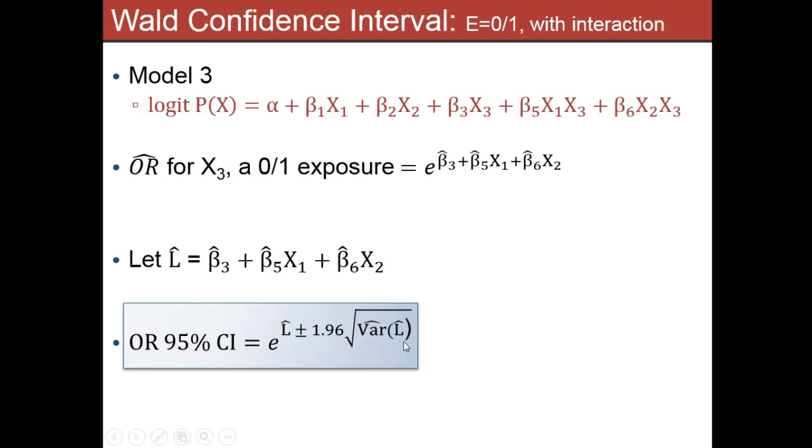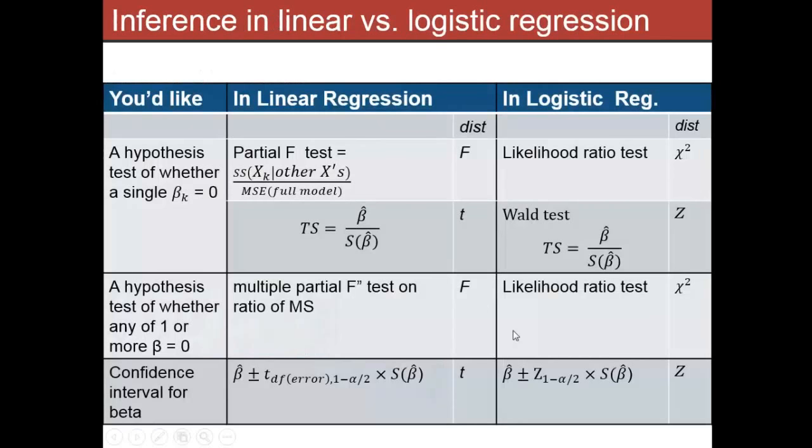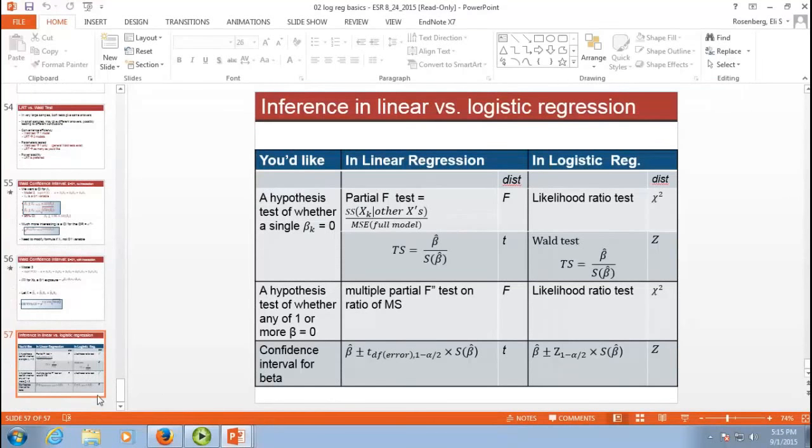This is going to be a special request from SAS. You're not going to want to do this manually. You're going to use the estimate or the contrast statements to get this. So this is just like a cheat sheet that shows you how what you did in linear regression stacks up to what we're going to do in logistic regression. Likelihood ratio versus partial F's and the Z and the T and all that fun stuff. So that is one slide set.